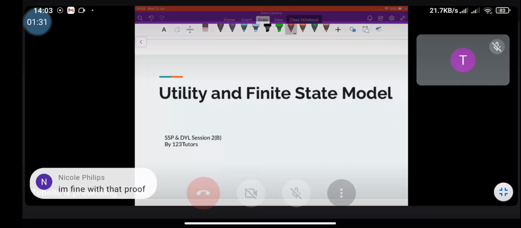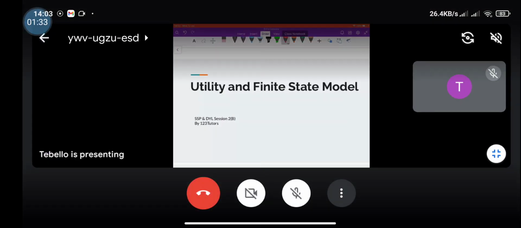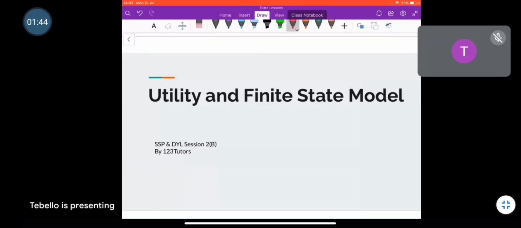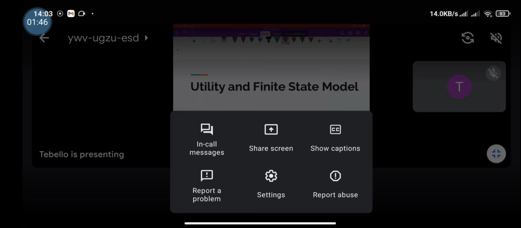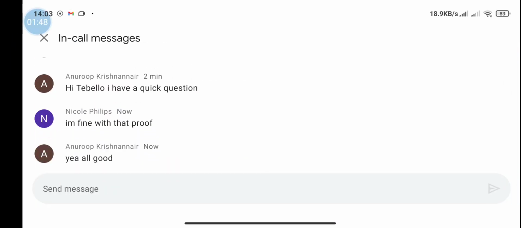Okay, everyone else, are they fine? Maybe, because I don't think it's that complicated. It's just that it can be confusing sometimes. So I think you guys are fine.